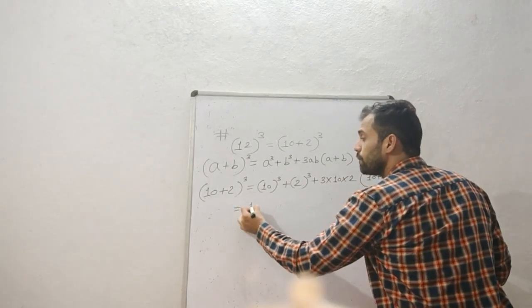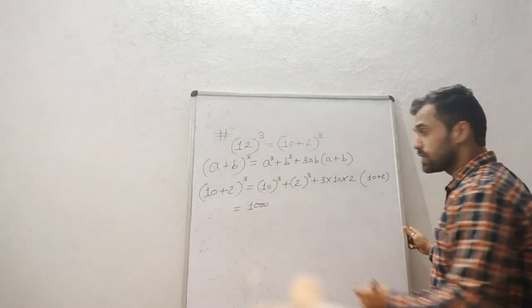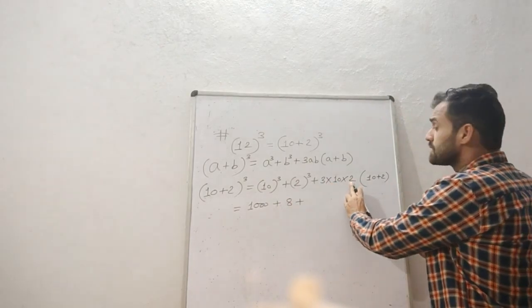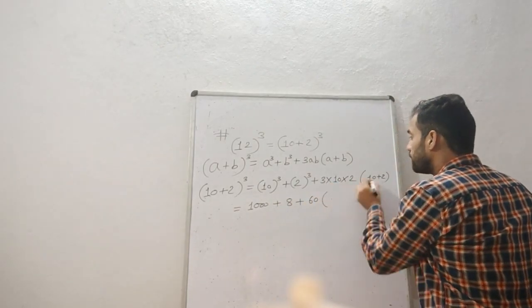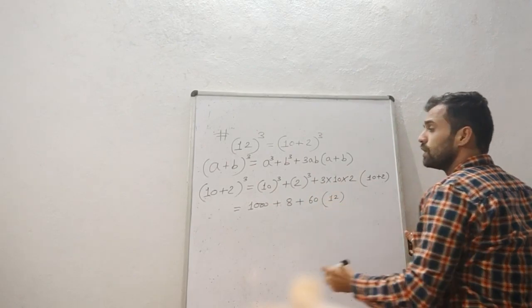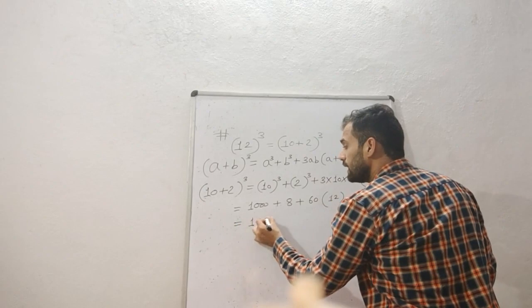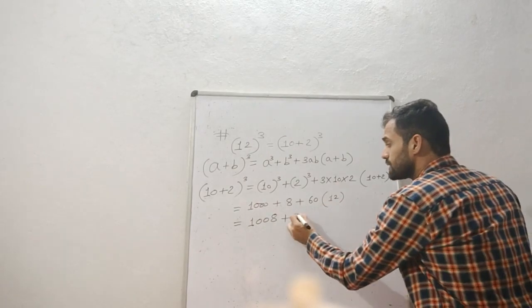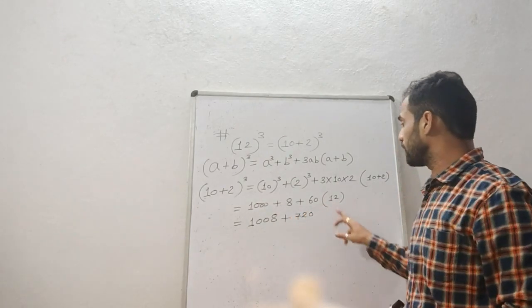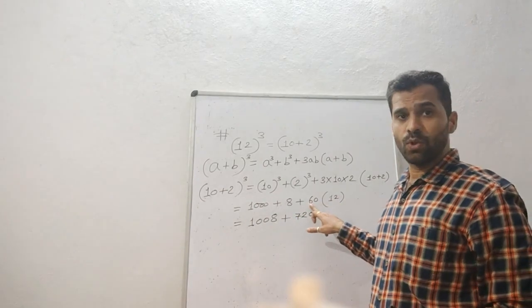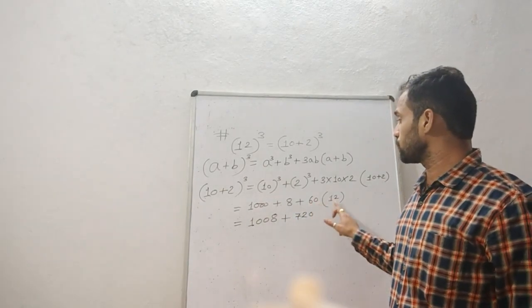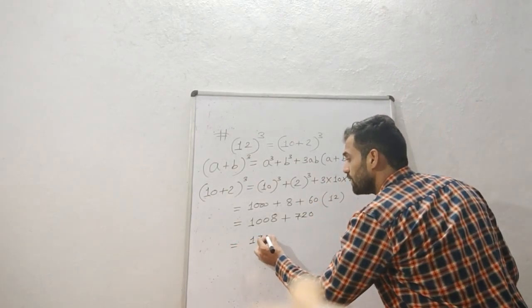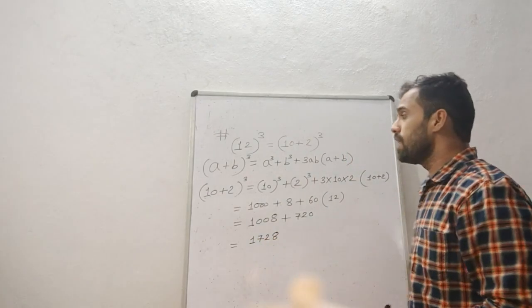Simply the cube of 10 will become 1000. 10 into 10 into 10 is 1000. The cube of 2 will become 8. 3 twos are 6, 6 tens are 60, and in the bracket it will come 10 plus 2, that is 12. So it will become 1008. 60 into 12. 12 sixes are 72, and we have a 0 here, so it will come 720. So 60 into 12 will come 720. When you add both of these, you will get 1728 is the final answer.